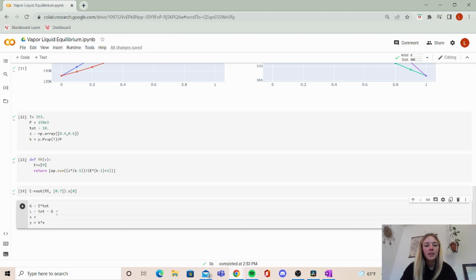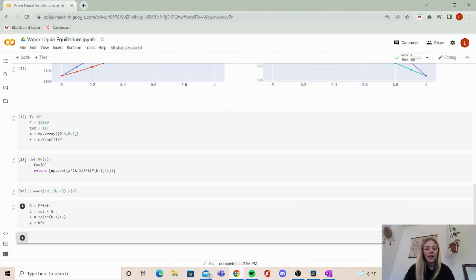X is going to be, if you remember from our substitution equations from the previous video, we got xi alone. So that's going to be the equation we want to use for x, which is going to be z divided by V times (K minus 1) plus 1. Alright, and that should be good to go. And now we can see what those values come out to be.